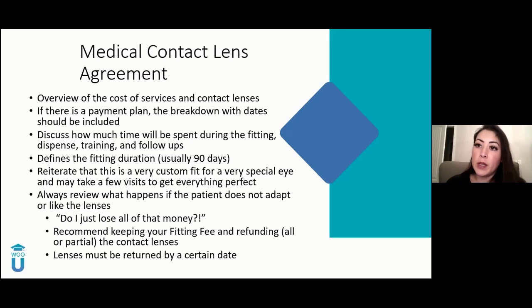This all needs to be clearly stated before you go into the contact lens fitting, because personally, I have had many, many cases where for whatever reason, the lens did not work out for that patient. It was through no fault of anybody's, it just didn't work for that patient's eye. So what happens in that case? Do they get a refund? Do they get a partial refund? That all has to be very, very clearly explained before you go down that path.